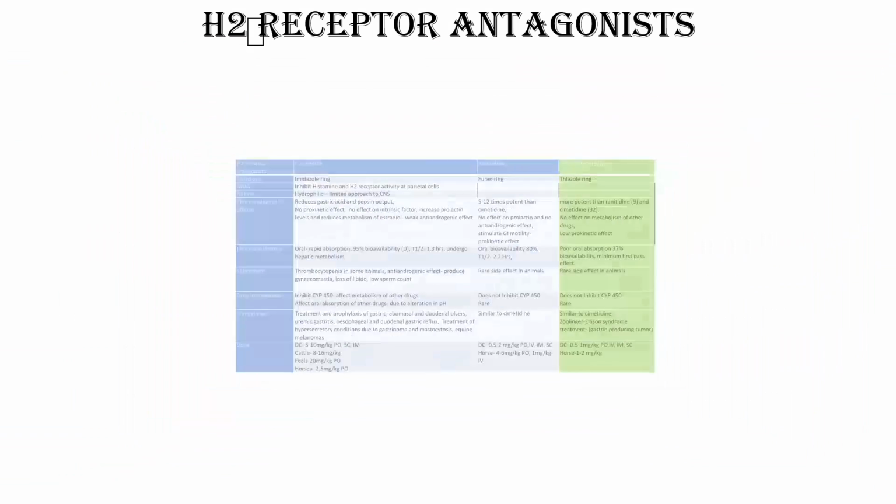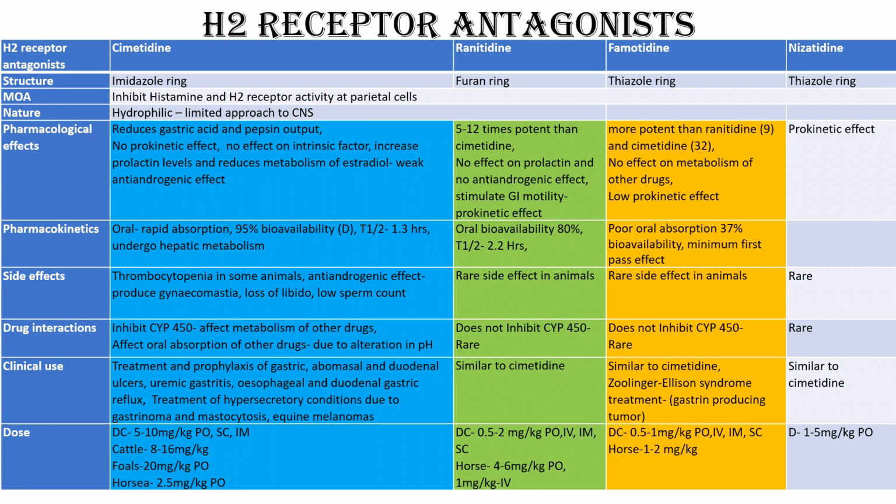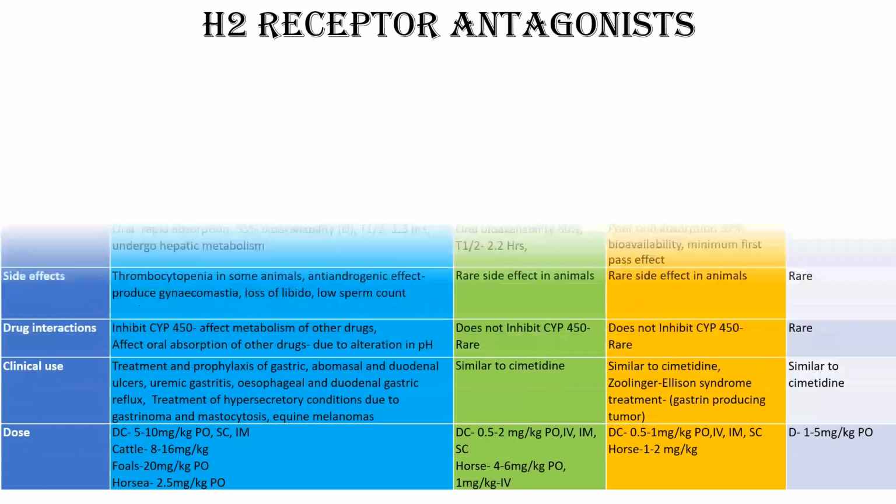Then after this, the last agent is nizatidine. Nizatidine has a thiazole ring like famotidine. It has a prokinetic effect. Side effects are rare, and the clinical uses are similar to those of cimetidine, and the dose is 1 to 5 mg per kg.